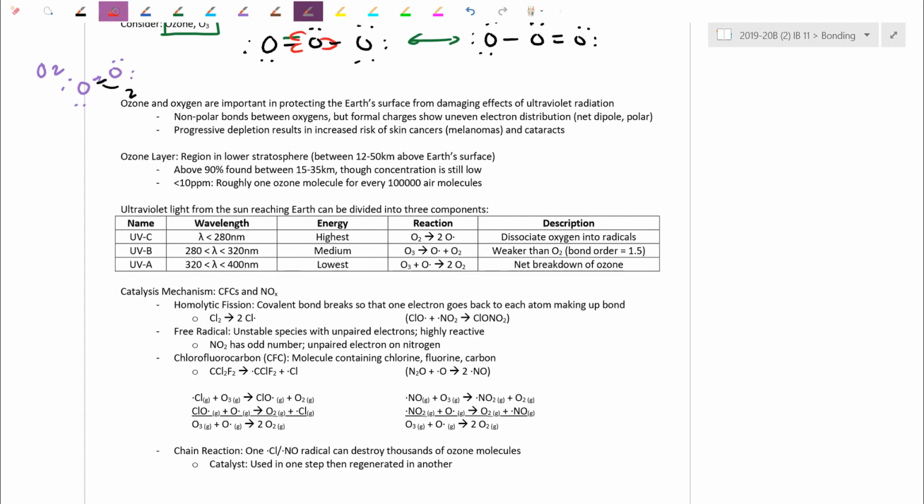Case study here, ozone and oxygen are both important in protecting us from the UV radiation from the sun. The ozone layer is a region in the lower atmosphere called the stratosphere, 12 to 50 kilometers. There's a layer above our Earth that actually has a very high concentration of ozone. But when we mean high, it's actually really small anyways. High still means 10 parts per million. For every million air molecules, you may have 10, or they just say 1 in 100,000.